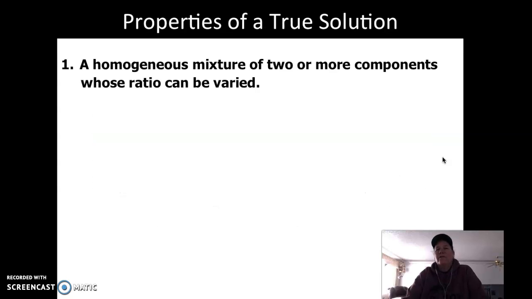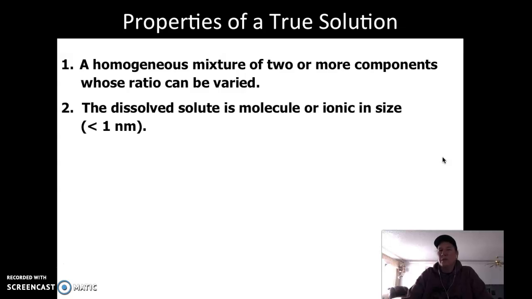Okay, so whenever you're talking about a true solution, it's a homogeneous mixture of two or more components, and the ratio can be varied. That's how you know it's a mixture. If I'm making a salt water, I can add a pinch of salt, I can add a tablespoon of salt, I can add a cup of salt. I can change the amount, and I can put it in a glass of water. I can put it in a big 2-liter bottle. I can put it in a gallon. You can change the components, so that's how you know it's a mixture.